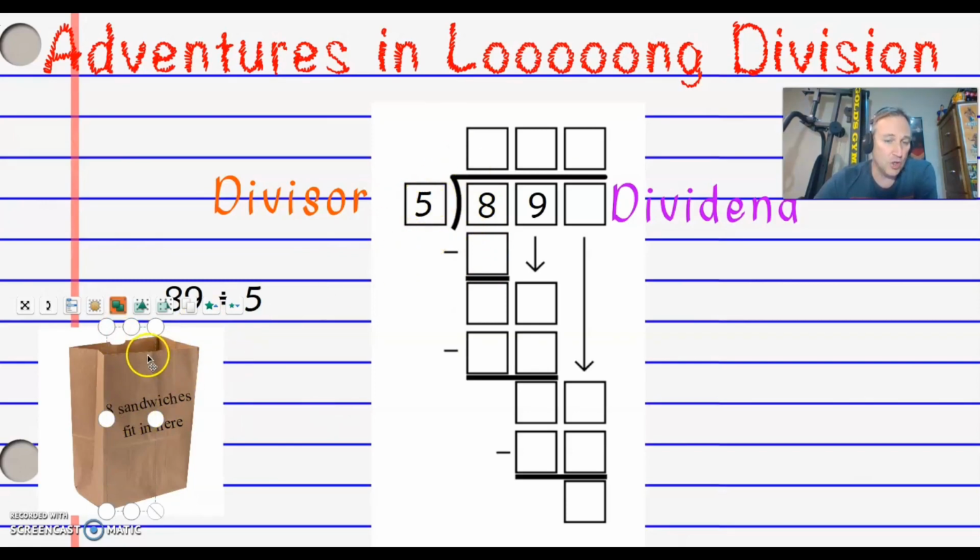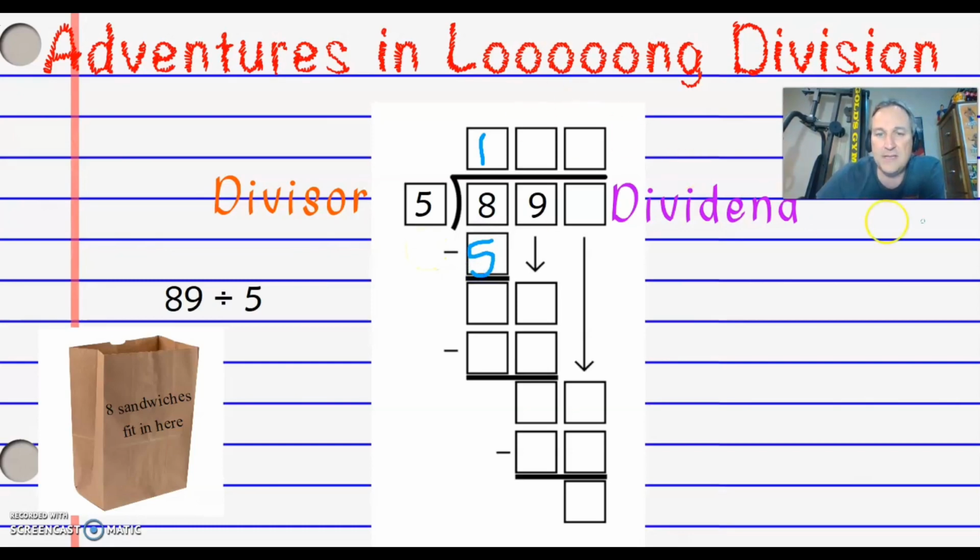It only fits 8. 2 groups of 5 would be 10. So you wouldn't be able to fit more than just what? If you said 1, good job, it would be 1. So you'd put a 1 right here. You'd say one group of 5 fits in there. So 1 times 5. I'm going to take 1 times 5, and I'm going to put it right here. 1 times 5 is 5.